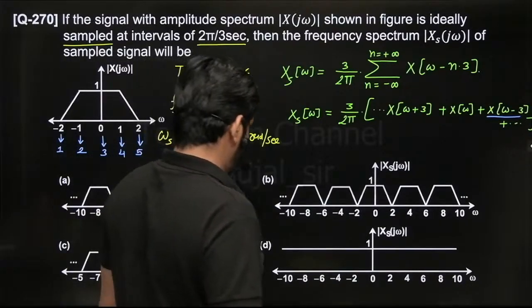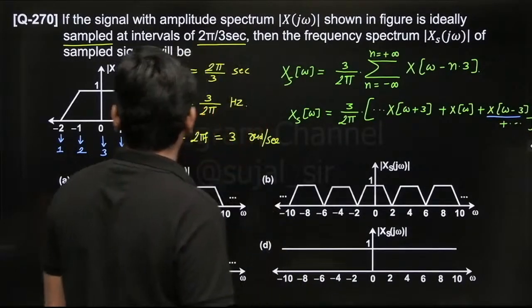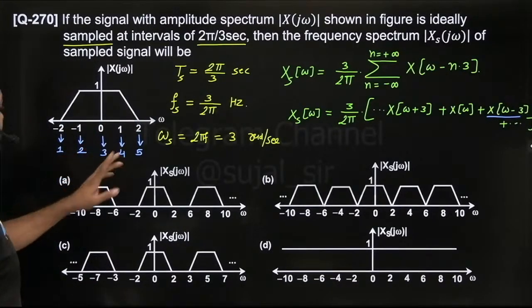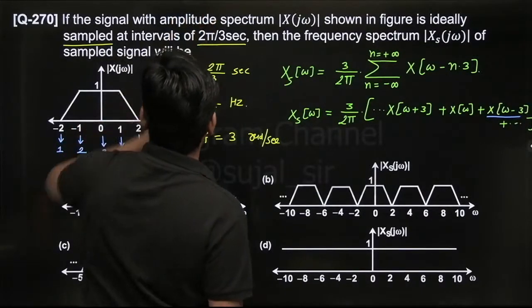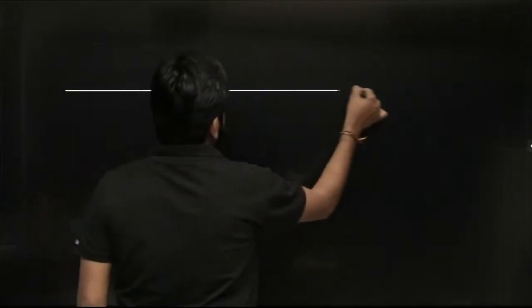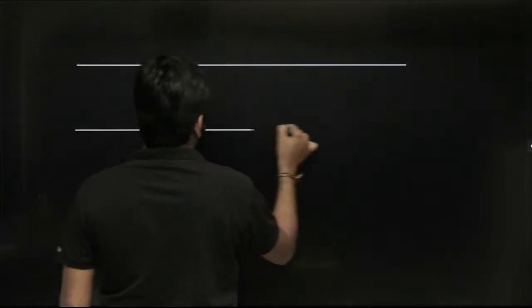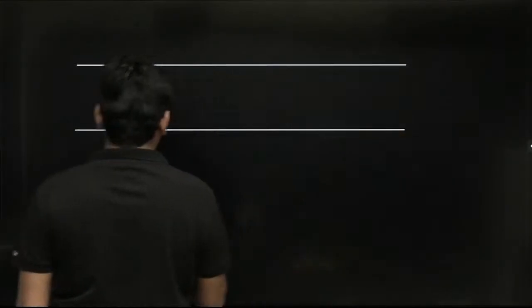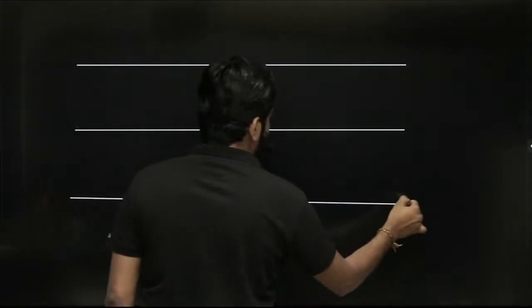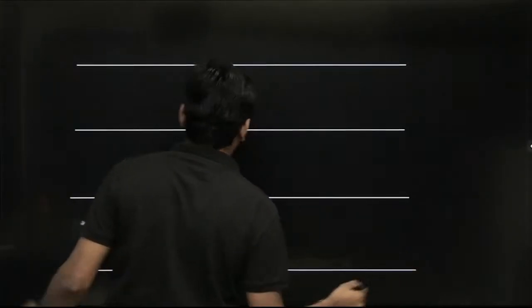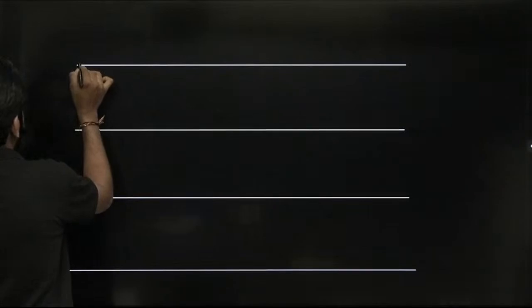Okay, xs of omega. So it is from 1 to 5. Now see, this is very much important. This is very much important, guys. All of you, please concentrate here. This is a very much important concept.